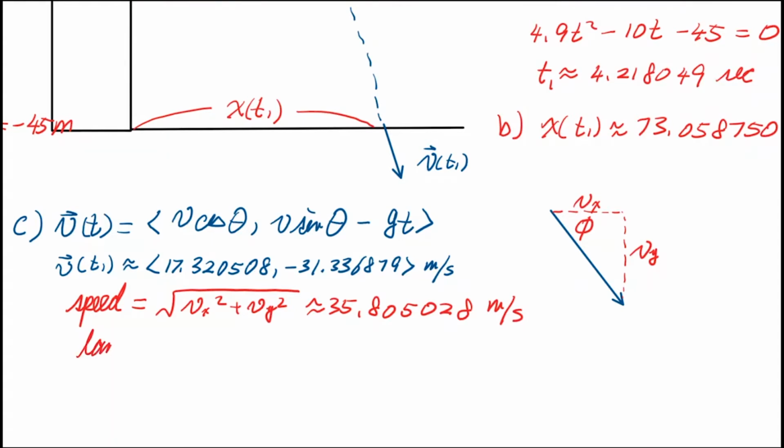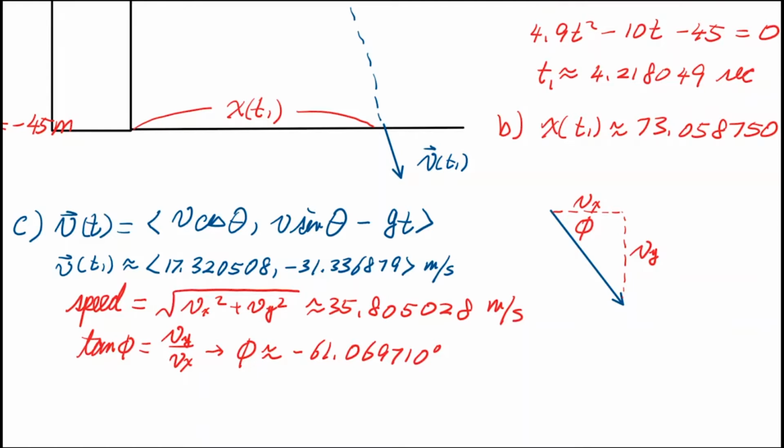Well, tangent phi is equal to Vy over Vx, isn't it? Oh yeah. So your phi is the inverse tangent of this thingy, which should give you negative 61.0697099. Okay, let's round it like that. You get it? That's the complete solution.